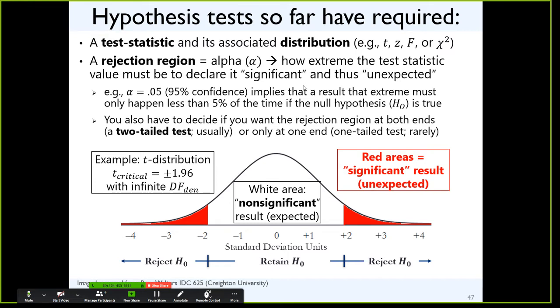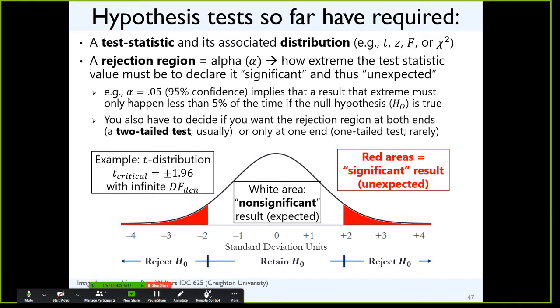So what we've done so far, any sort of hypothesis test, meaning we're comparing our result to some sort of expectation. The expectation is the null hypothesis. We need a test statistic and its distribution. Our friends t and z if we're testing one thing. It'll be f and chi-square if we're testing more than one thing. We need a rejection region. That's alpha. What are we calling aberrant? How much of the time are we saying is sufficiently unexpected?